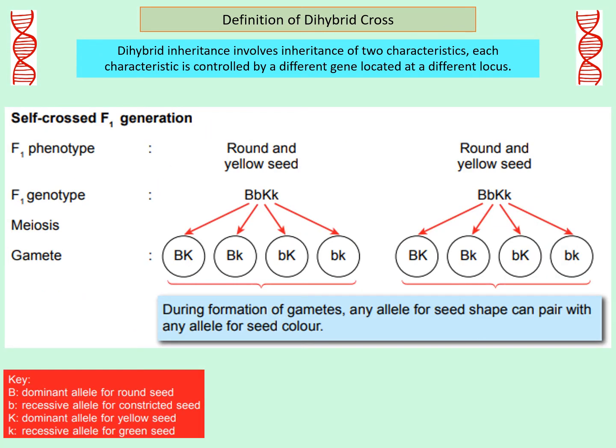This diagram shows the self-cross of the filial 1 generation between two heterozygous dominant, round and yellow seeds. And this is the filial 1 genotype. There are two characteristics involved here, which are the seed shape and the seed color. You can see the genotype here has a combination of dominant alleles and recessive alleles. And this is the meiosis process, and these are the possible gametes produced during formation of gametes. Any allele for seed shape can pair with any allele for seed color.